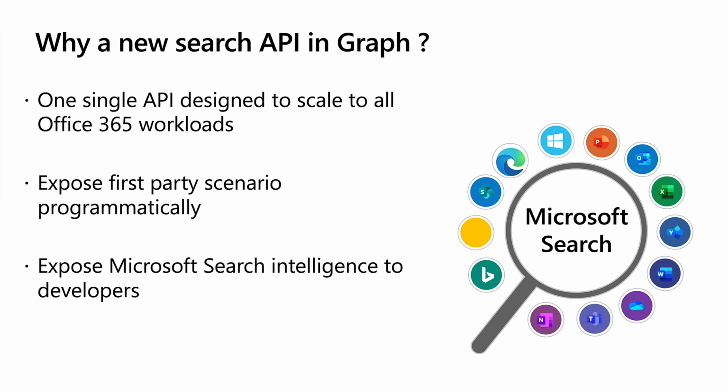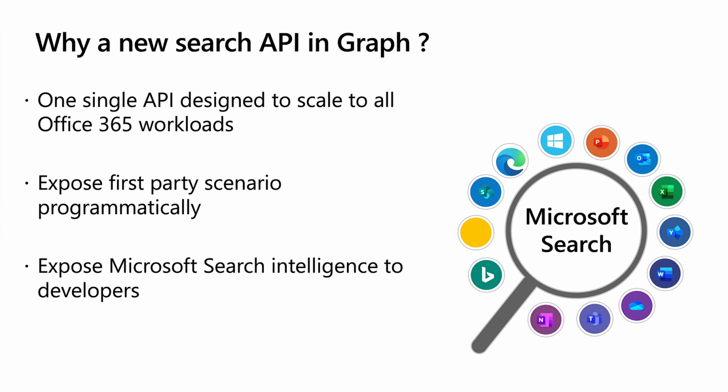So why did we decide to build a new search API in Graph? If you're a developer and you want to pull Microsoft 365 data into your app in a search experience, you can already use some existing search endpoints. Search has been there for a while. For example, email search is something that is available on the Graph Search API today.